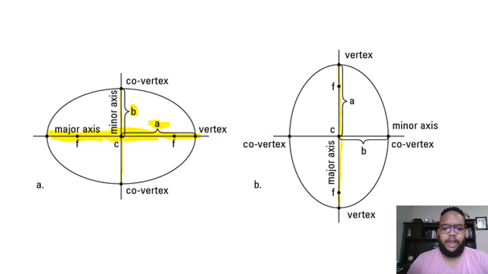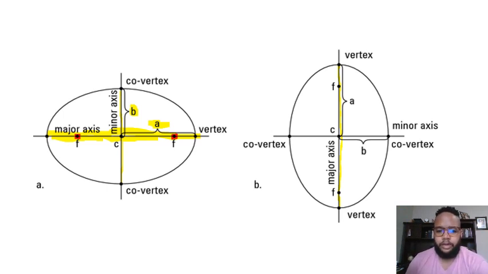The last thing we have left is the focus. The focus is going to be C units away from the center. So to get your foci for a horizontal ellipse, you're going to go left and right C units. I'm going to show you guys how to get C. C squared is equal to A squared minus B squared, but we're going to get into that in the next slide.